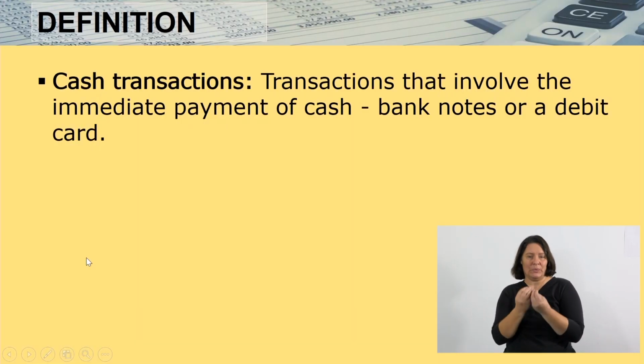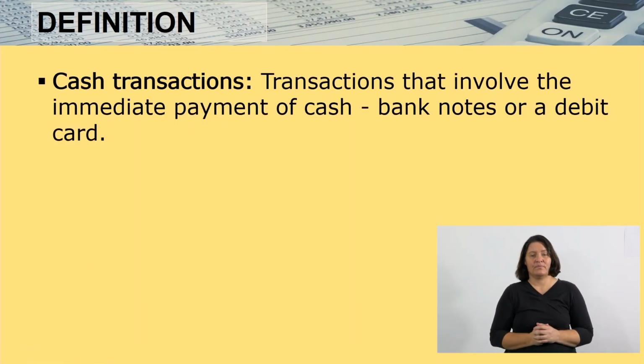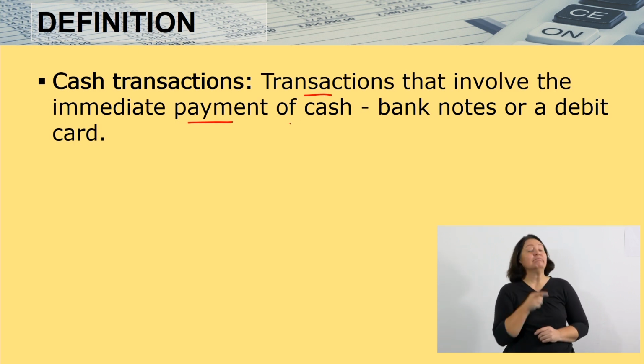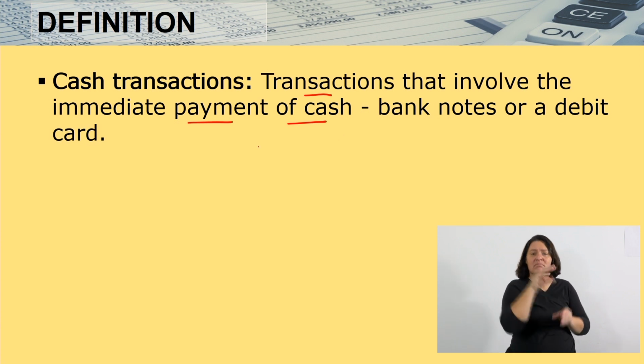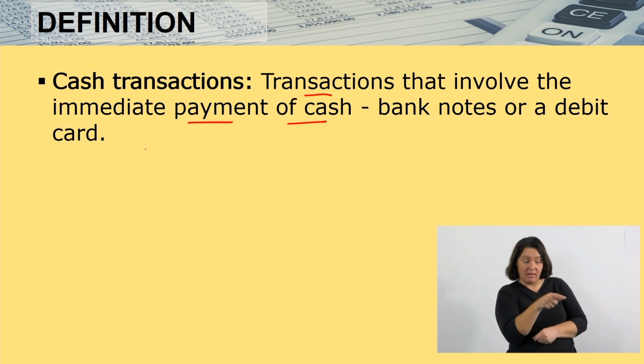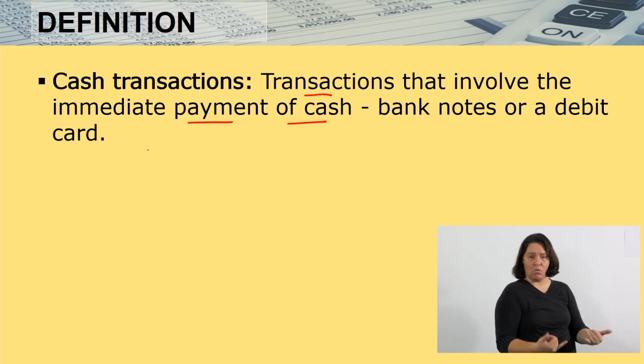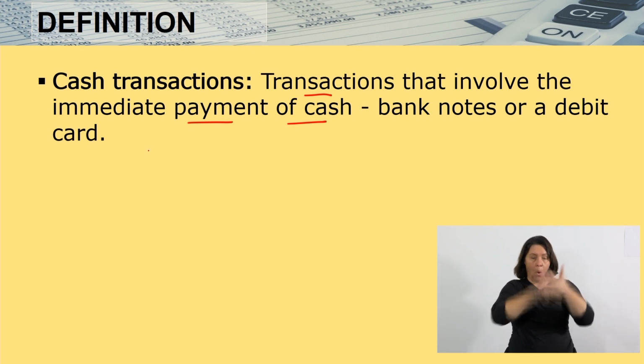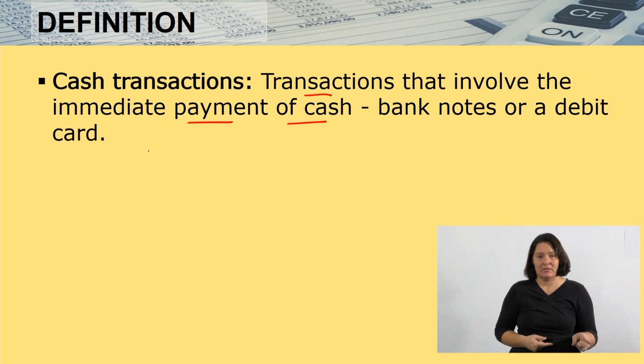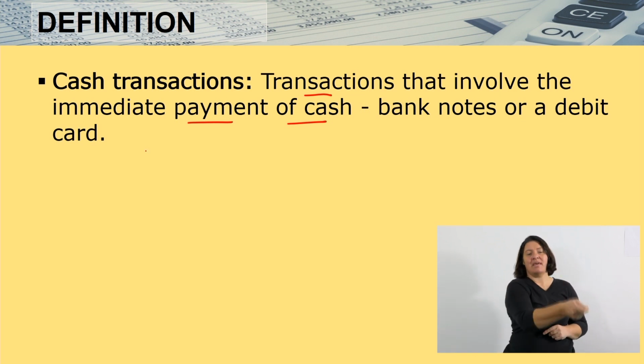Definition. What are cash transactions? These are transactions that involve immediate payment of cash, banknotes, or debit card. These are what we call cash transactions. So it has to involve an immediate payment of cash, that is your banknotes or a debit card.